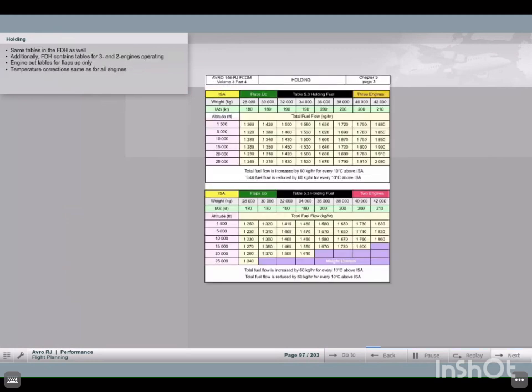Tables for holding at flaps up and flap 18 with all engines operating are contained in the FDH, as well as those tables here which deal with fuel flow at optimum holding speed with 3 or 2 engines operating. The engine out holding tables are valid for flaps up only. Temperature corrections are the same as for all engines operating.